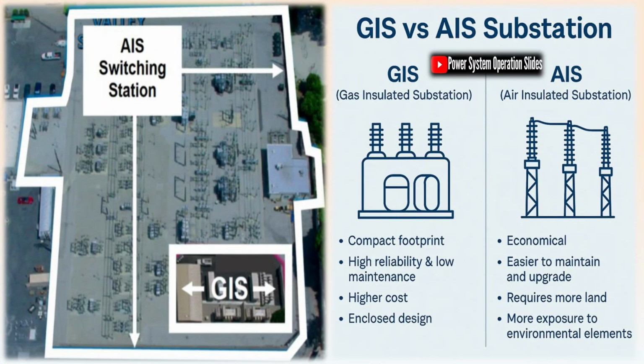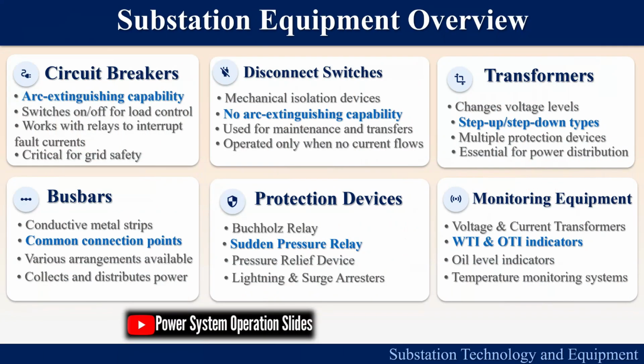Circuit breakers. Circuit breakers interrupt load and fault currents using arc extinguishing mechanisms to protect power systems. They operate automatically during abnormal conditions to isolate faults. Their reliability directly supports grid stability and equipment safety.